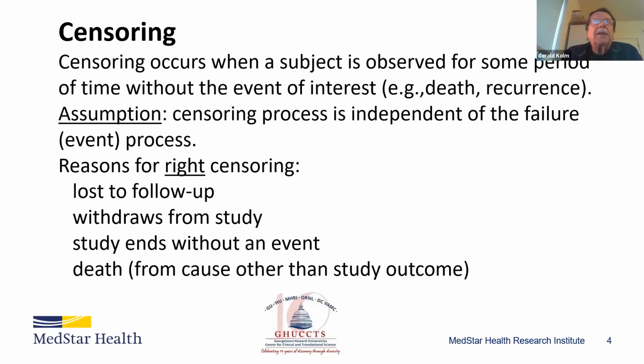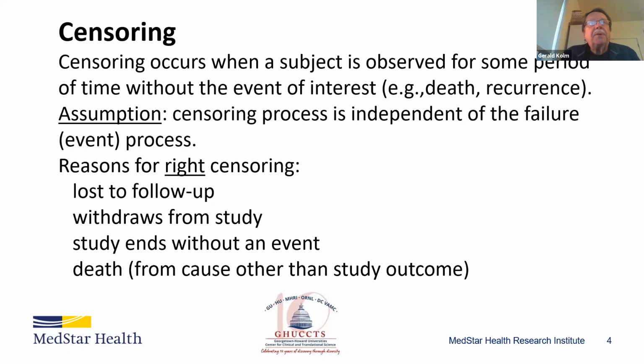So I want to discuss censoring a little bit so that we understand what that is. Censoring occurs when a subject is observed for some period of time without the event of interest occurring. So if death is your event, then the patient is followed up for some point of time without death occurring, or if you're doing cancer research, a recurrence of cancer. The basic assumption here is that the censoring process is independent of the failure event process.